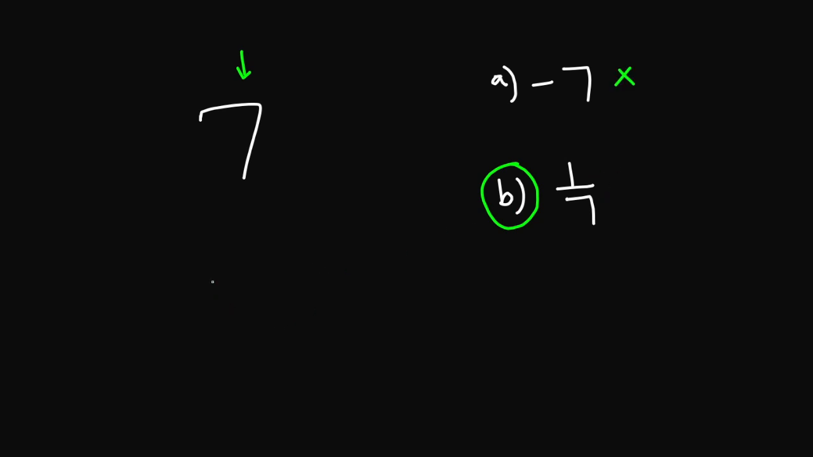So if I multiply 7 times 1 over 7, in the numerator, you're going to get 7. In your denominator, you're also going to get 7. So 1 times 7, that's going to give you 7 in your denominator. 7 divided by 7 equals 1. So yes, your correct answer is 1 over 7.